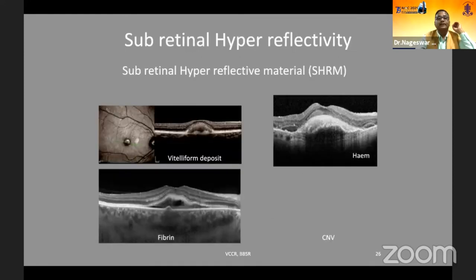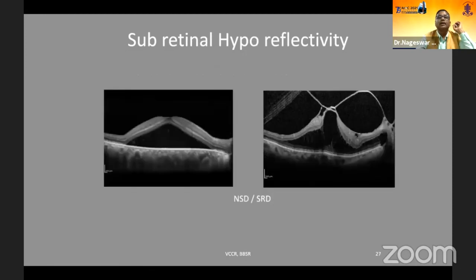Subretinal hyperreflectivity. This is because of vitelliform deposits, which may be hyperreflective, or fibrin in case of inflammatory diseases or CSR, where you will find fibrin subretinally. And hemorrhages will look very bright, homogeneously hyperreflective subretinally. Subretinal hyperreflectivity may be seen in CSR or neurosensory detachment, serous retinal detachment, as you will find like this.